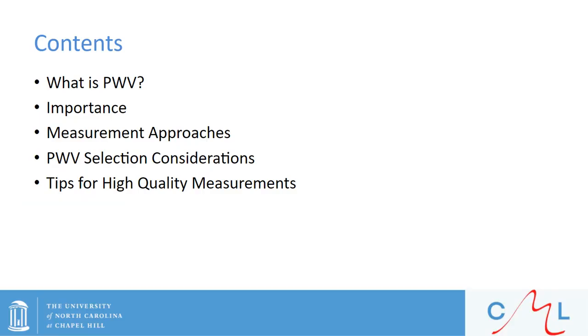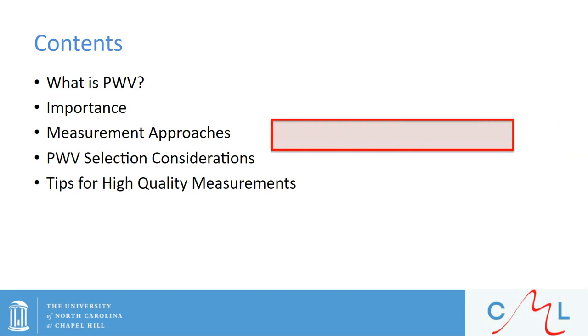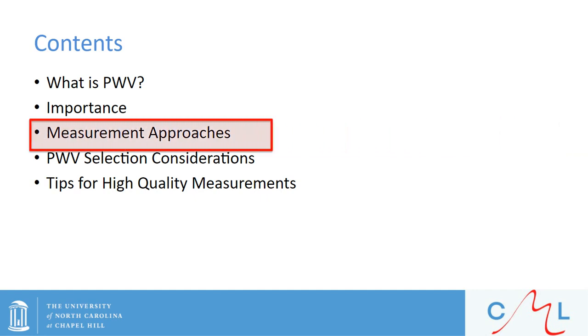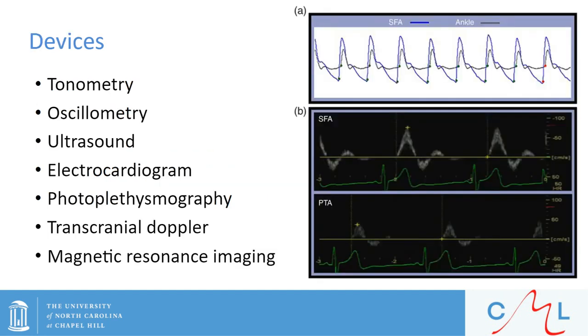Okay, so we've established that pulse wave velocity is an important measure of arterial stiffness. So now let's go on to discuss some of the measurement approaches. There are several ways to measure pulse wave velocity. These include tonometry, oscillometry, ultrasound, electrocardiogram, photoplethysmography, and transcranial Doppler, among others.